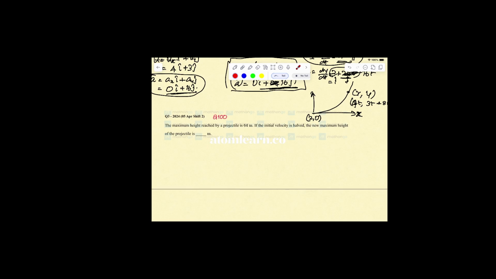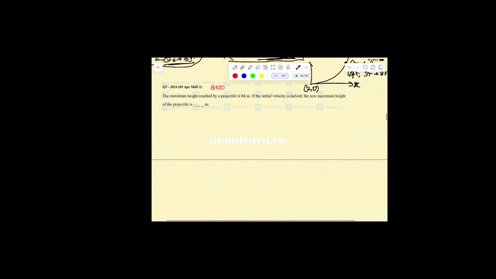Read the next question, question number 100. The maximum height reached by a projectile is 64 meters. If the initial velocity is halved, then the new maximum height of the projectile is? So the height formula h is proportional to u squared. Now, if the initial velocity is halved, the height will become 1/4. Therefore, instead of 64 meters, it will be 16 meters. Answer. Right?